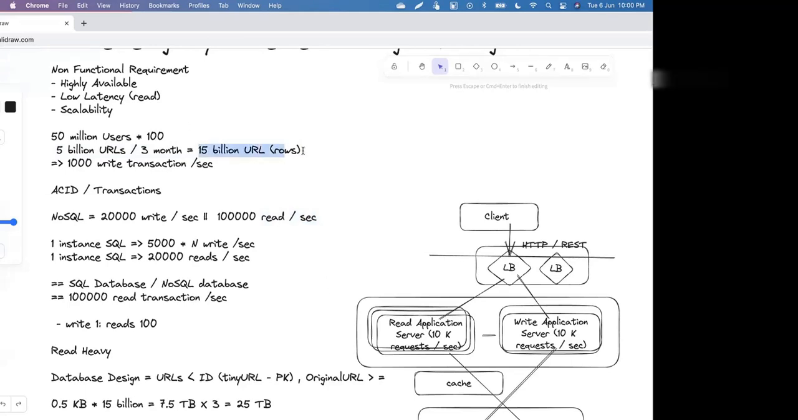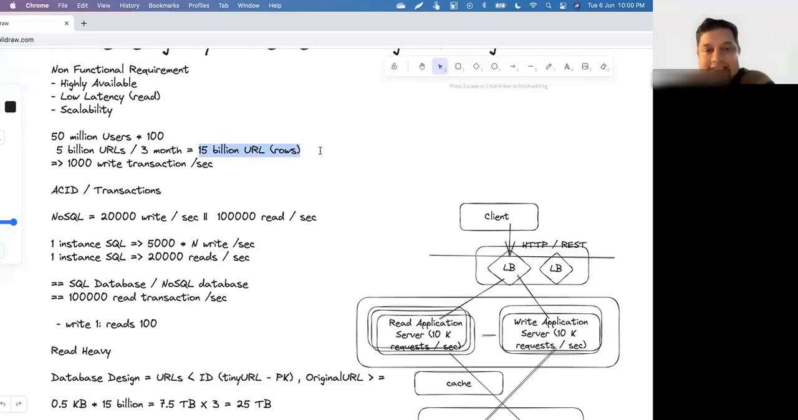Or sharding also, you can use sharding also. We'll cover it in the next class.